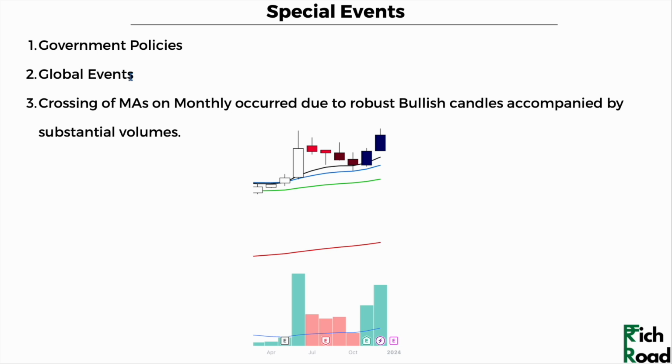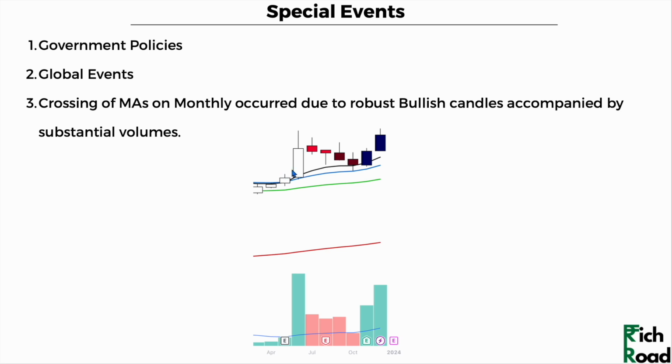The third point is the important and the special point. These two things are something that by the time you come to know about them, the stock would have given up its ideal entry point in most cases. You will miss the ideal entry point and be exposed to a lot of risk. The thing that will really help you is one thing: the crossing of moving averages on the monthly, occurring due to a robust bullish candle accompanied by substantial volume.